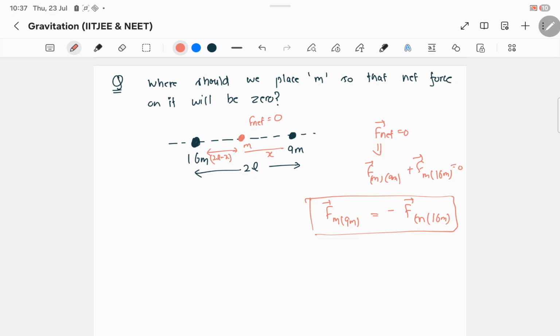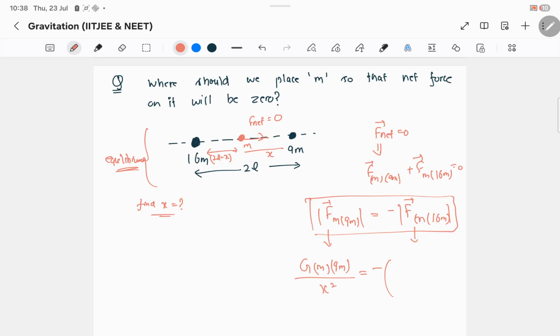Now I will write the force formula for that. So this is the equilibrium condition: equilibrium is when the total force is 0. I am assuming this is x, so we have to find x now. Where should we place it? That will be our answer. Now I can write this below. The force on m because of 9m will be in this direction, so I will write G m into 9m by x square. Similarly, a negative sign will come, or you can talk about the magnitude also.